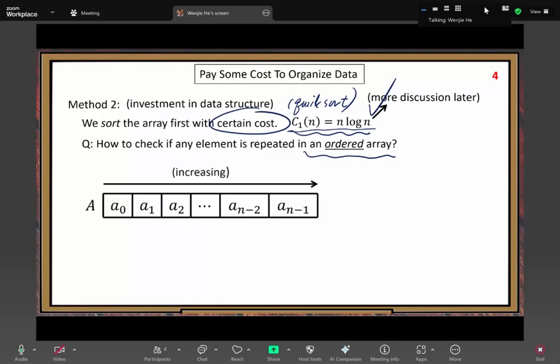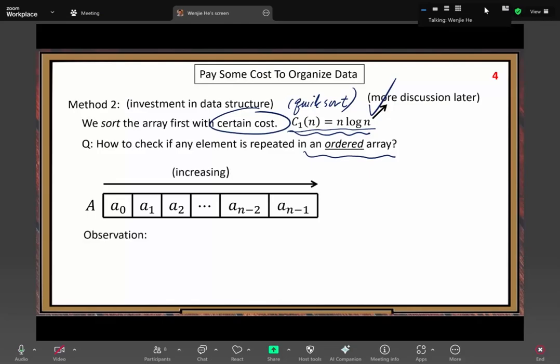Now I ask you to check. So assume this array is already sorted in ascending order. Now I ask you to check, to do the comparisons, to tell me if all the elements are distinct or not. Can you do better than before? Organized data. So definitely much better, right?